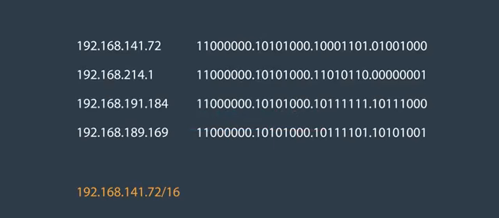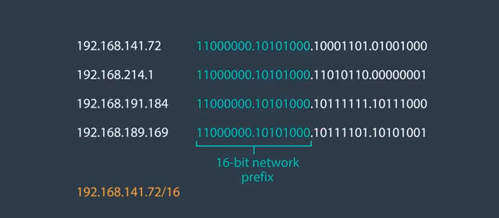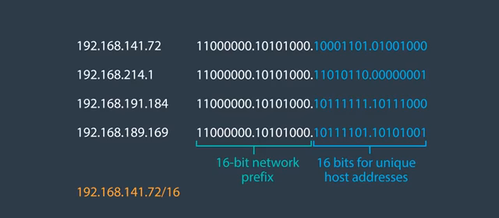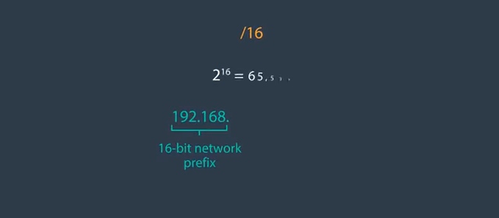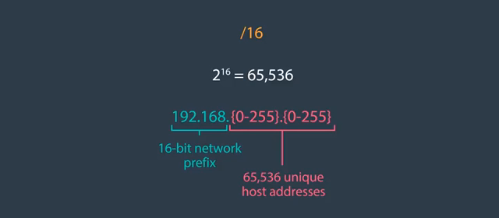If we look at a /16 network, 16 bits of the address are dedicated towards the prefix, and 16 are left for individual addresses. A /16 network has 2 to the power of 16 individual addresses, which is just over 65,000. Once again, the first two addresses and the last one are reserved.